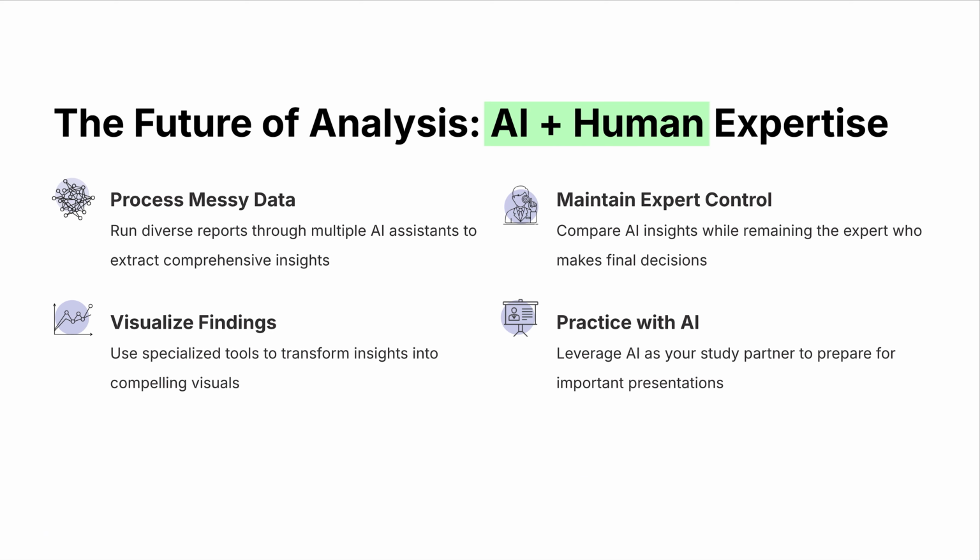So let's recap. Today we saw how to take messy reports and run them through multiple AI assistants, compare their insights while staying the expert in the room, use tools like NotebookLM, Gemini, and Napkin AI to visualize and prepare your findings. And finally, leverage AI as your study partner to get presentation ready. This is the future of work, not AI replacing us, but AI extending us, making us sharper, faster, and more confident when it's time to make the big calls.